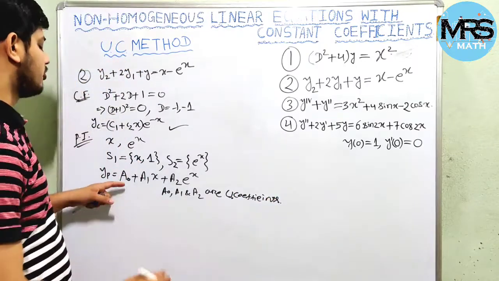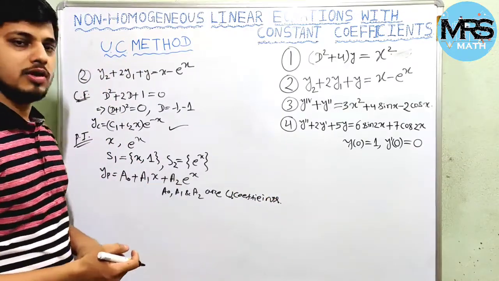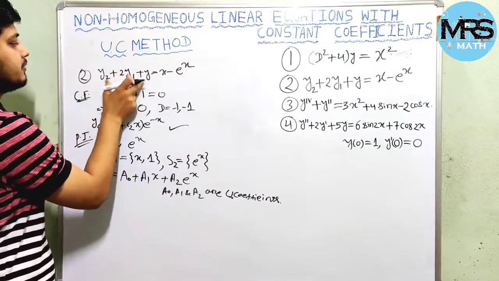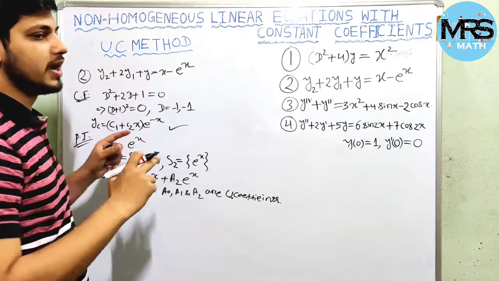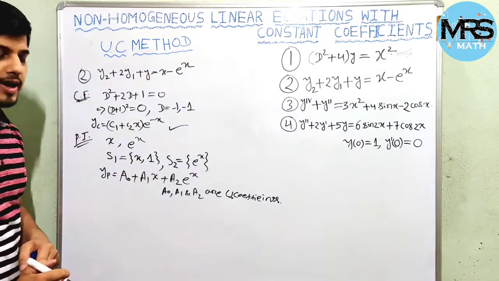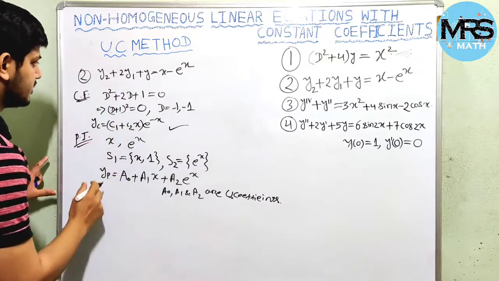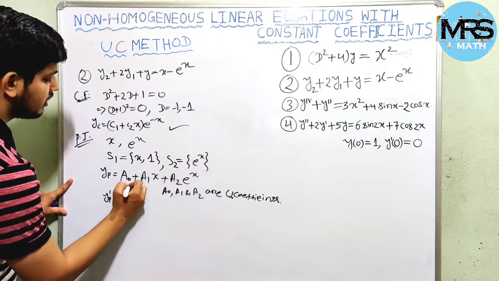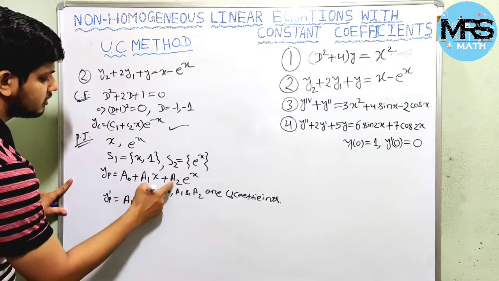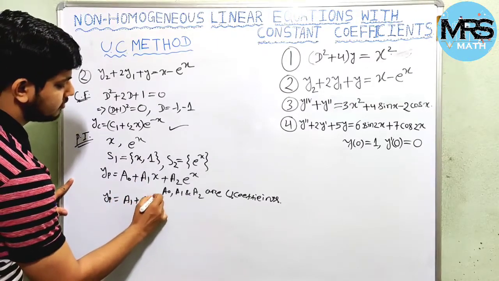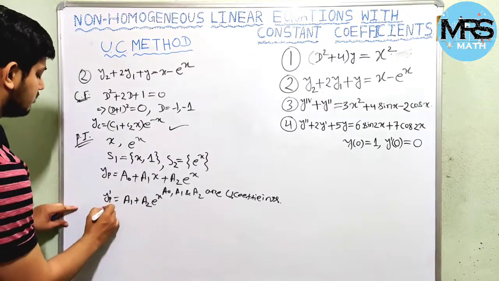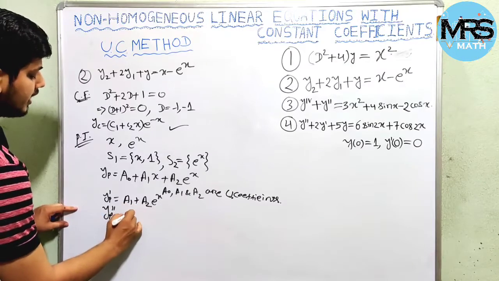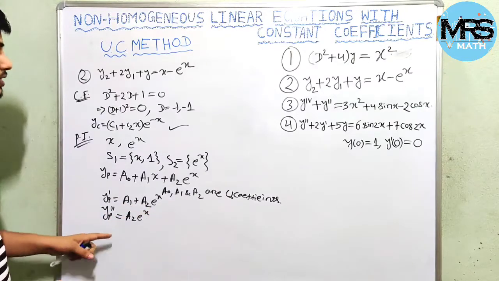Okay, now we have to find out these a0, a1, a2 values. How we will find out? This yp we will put in the left hand side and we will compare with the right hand side to get these values. Okay, so let us proceed. The first one is yp dash. So what will be our yp dash? That is, a0 derivative is 0, so this one will be a1 plus a2 e to the power x. Okay, now yp double dash will be, the constant derivative is 0, and this one will be a2 e to the power x.